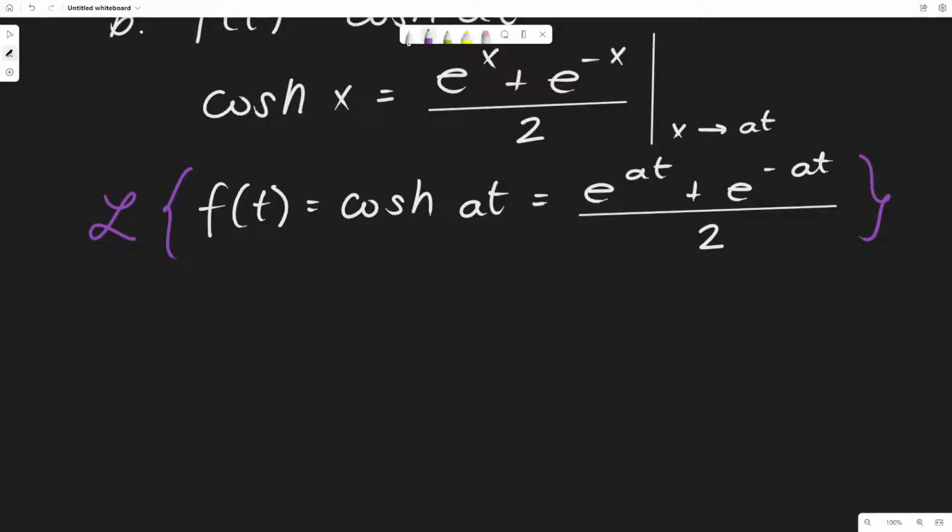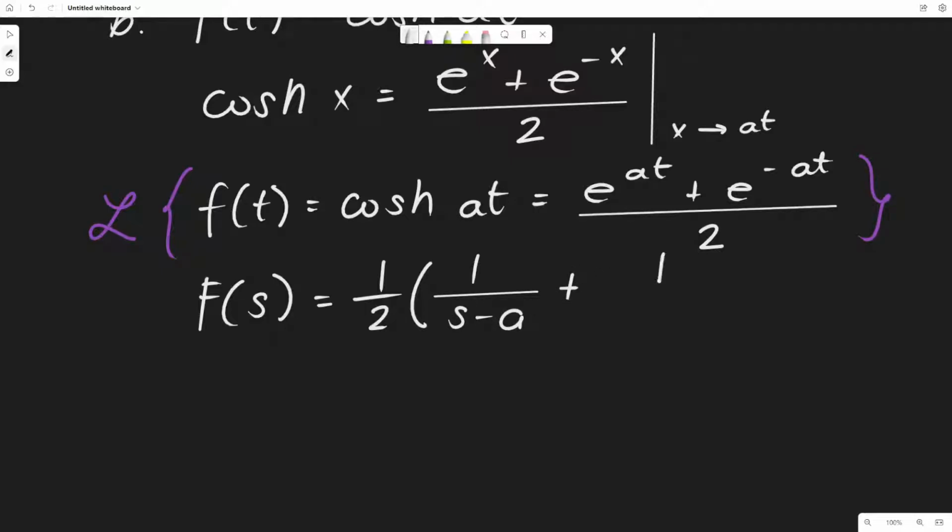Okay, so we have F of s is equivalent to 1/2, no? This is 1/2 multiplied to the Laplace transform of e^(at), that is 1 over s minus a, then plus 1 over what? s plus a, because it is e^(-at).